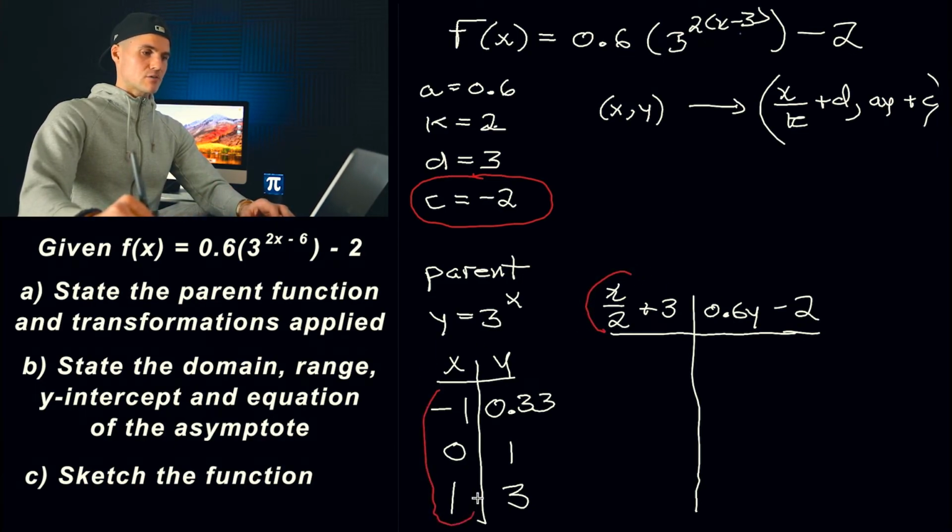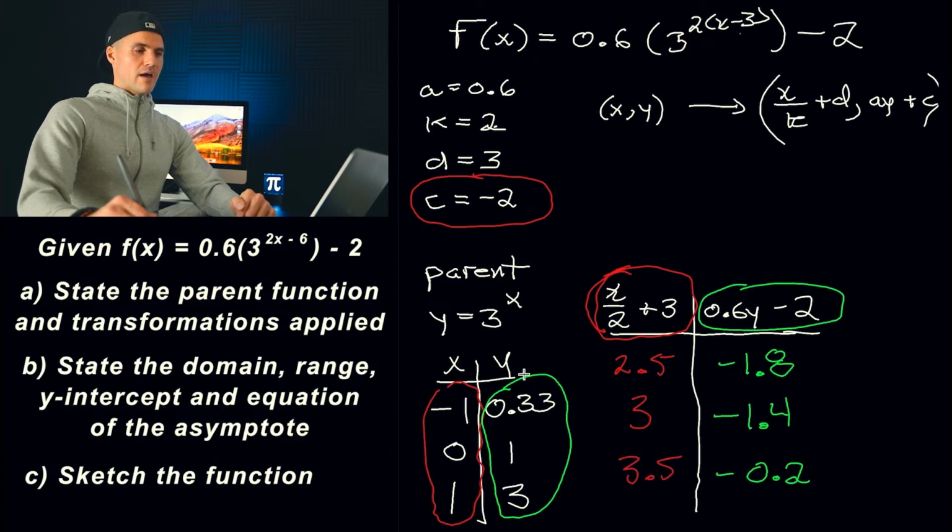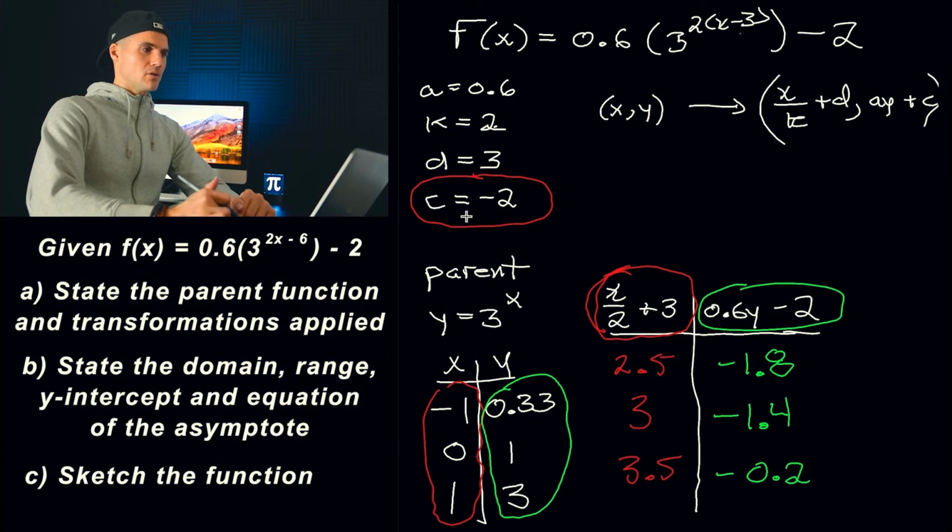And so basically what we have to do, let's kind of color coordinate this, is take these x values from the parent table and put them through this formula over here. So -1/2 plus 3, that's going to give us what? 2.5. 0/2 plus 3, that's going to give us 3. And then 1/2 plus 3, that's going to give us what? 3.5. Like that. And then doing the same thing with the y values, taking these y values, putting them through this formula, you'd end up with these corresponding y values right here. Okay, so we got our table, and so let's make this graph now.